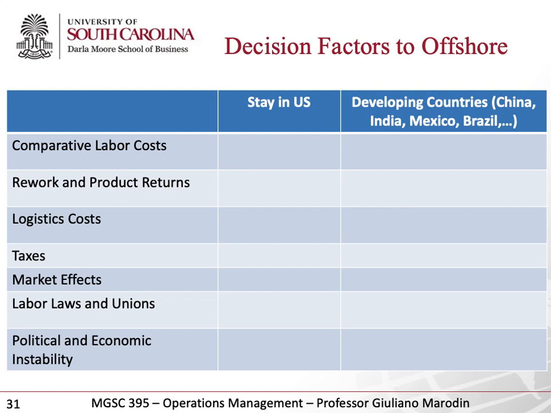Just for you guys to have an idea, the minimum wage in Brazil, if you calculate it by hour for someone working 40 hours a week, is $1.15. People are paid $1.15 in Brazil to work for an hour. And here we have the minimum wage at $7.25 at the federal level, and some states have a minimum wage of $12 or $15. So the comparative labor costs are very, very different, right?